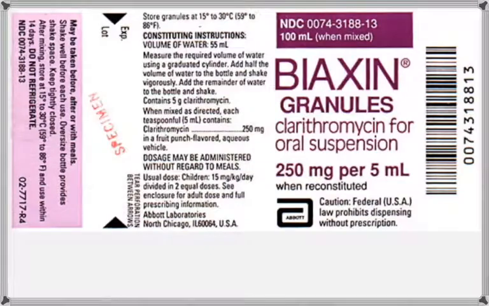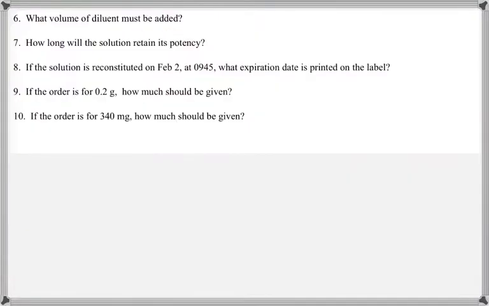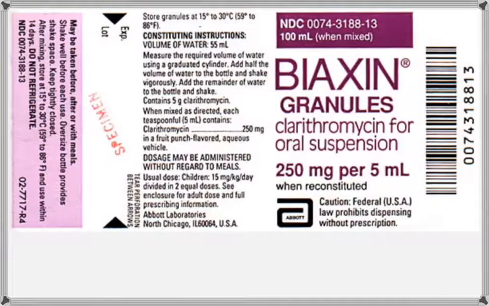We are using the following label for questions 6 through 10. So there's a lot of information on this label. And the first question wants to know what volume of diluent must be added. So if we look on the label, that is right here. So it can take a while to find.